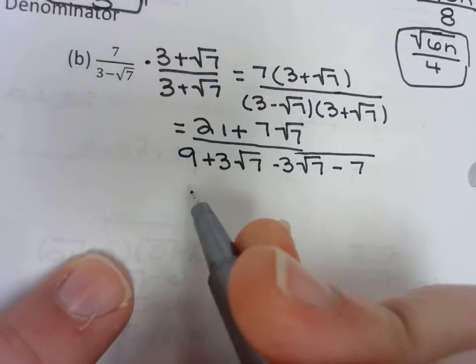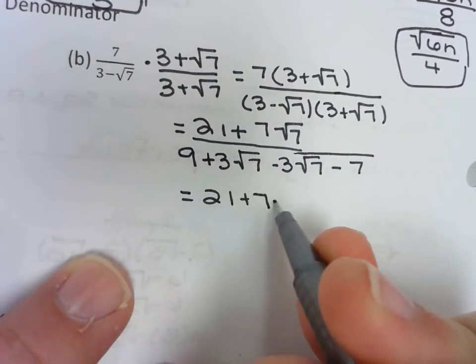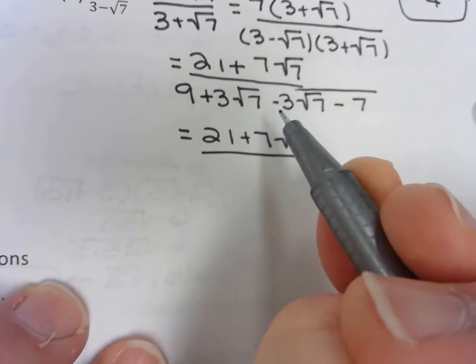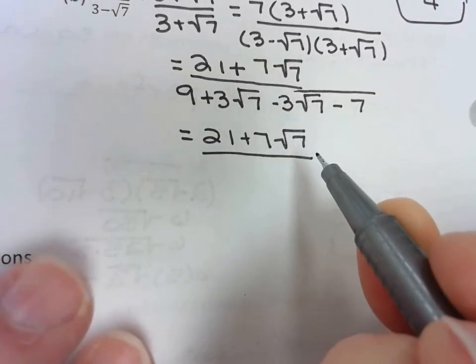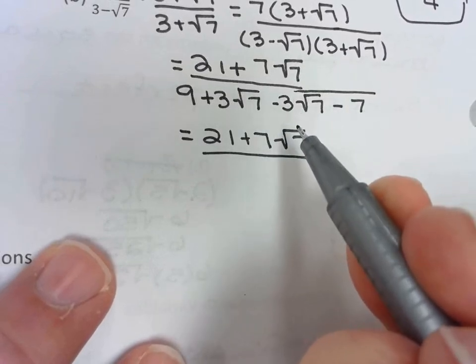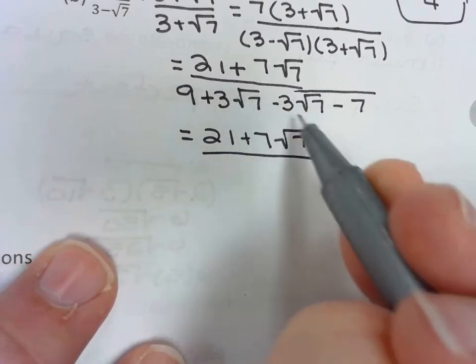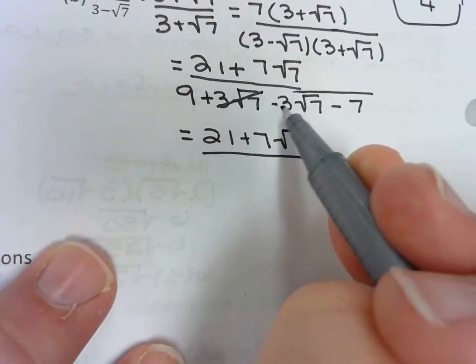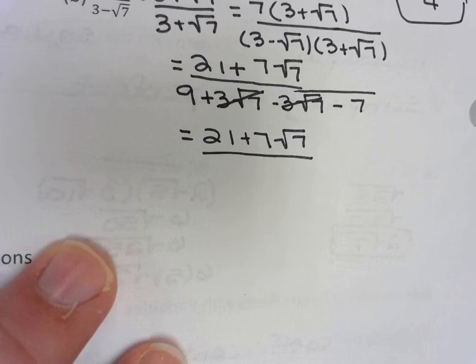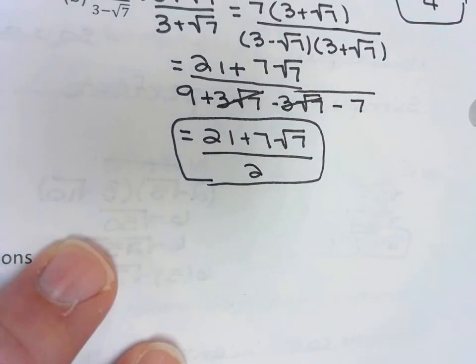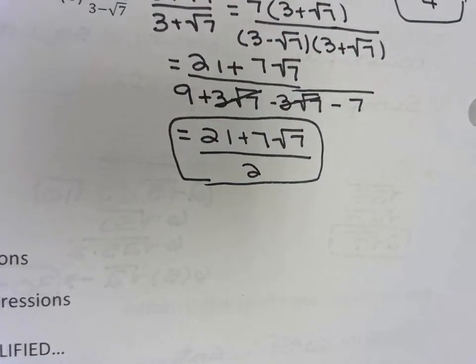Now as I look at the bottom, my top I cannot simplify. So 21 plus 7 squared is 7. On the bottom, what do you notice can I cancel out? These are one term, so what two terms can I cancel out? Positive 3 squared is 7, negative 3 squared is 7, so I'm just left with what? And what is 9 minus 7? And that is my answer. So when you multiply by the conjugate, it will always cancel out nicely, which is what we wanted to do. I want to get rid of the square root in the denominator, which I did.